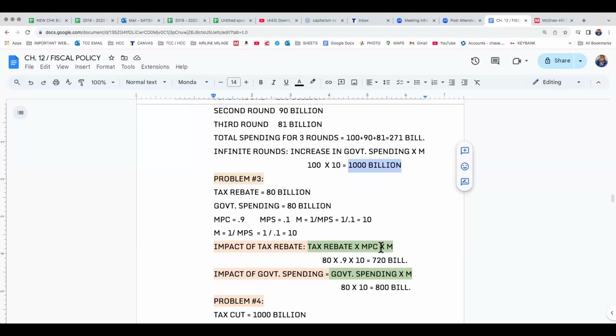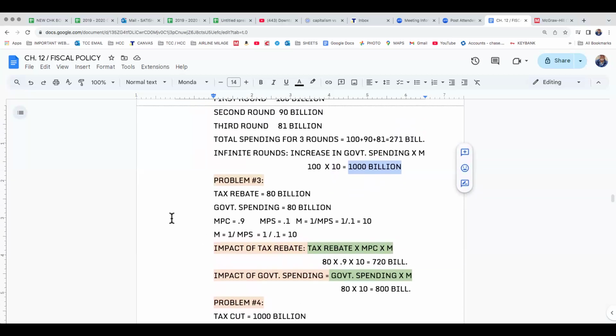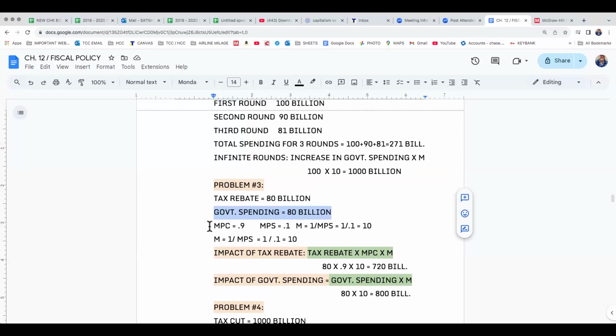Let's do one more problem. Let's say in this case, the government, instead of spending, gives a rebate. There's an $80 billion rebate. No, let's go back. So the government is trying to revive the economy. They have two options. They can either give us a rebate of 80 billion, so we can spend the money, or the government decides to spend the 80 billion itself. Our goal is to figure out which has the bigger impact and what that impact is. What you're given is MPC is 0.9, MPS is 0.1, so the multiplier will be 10.